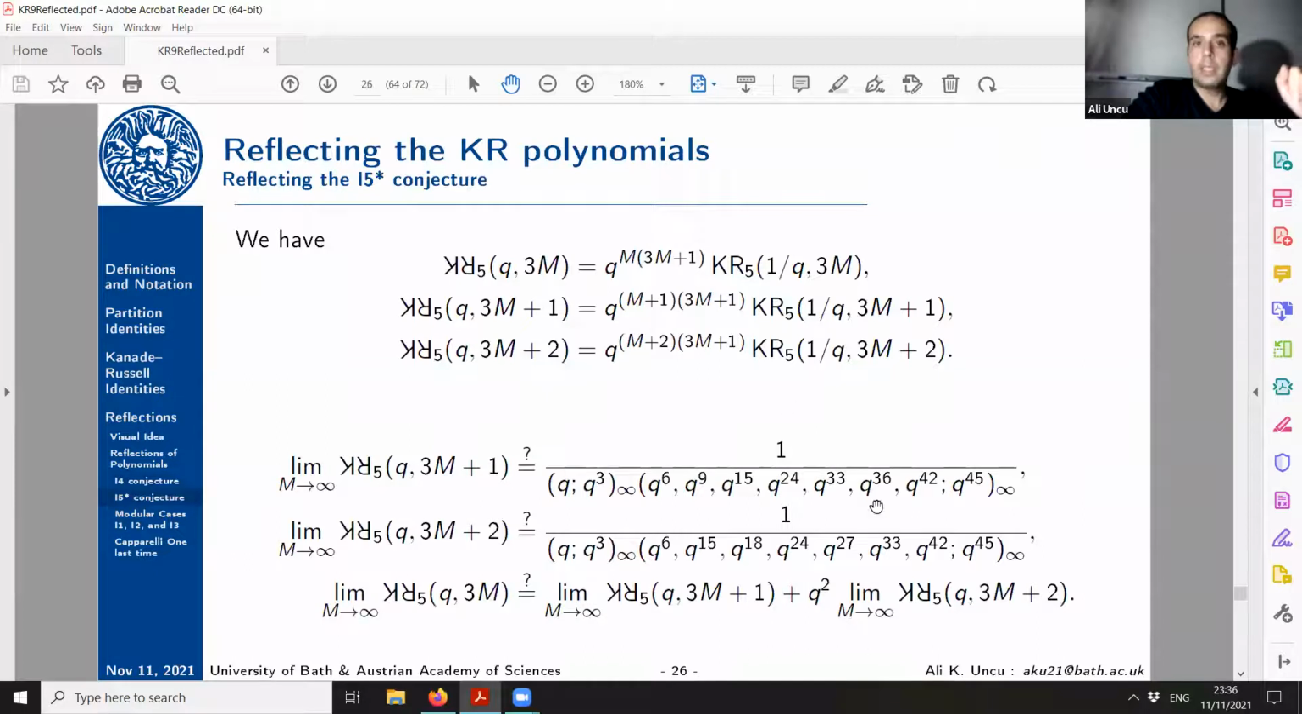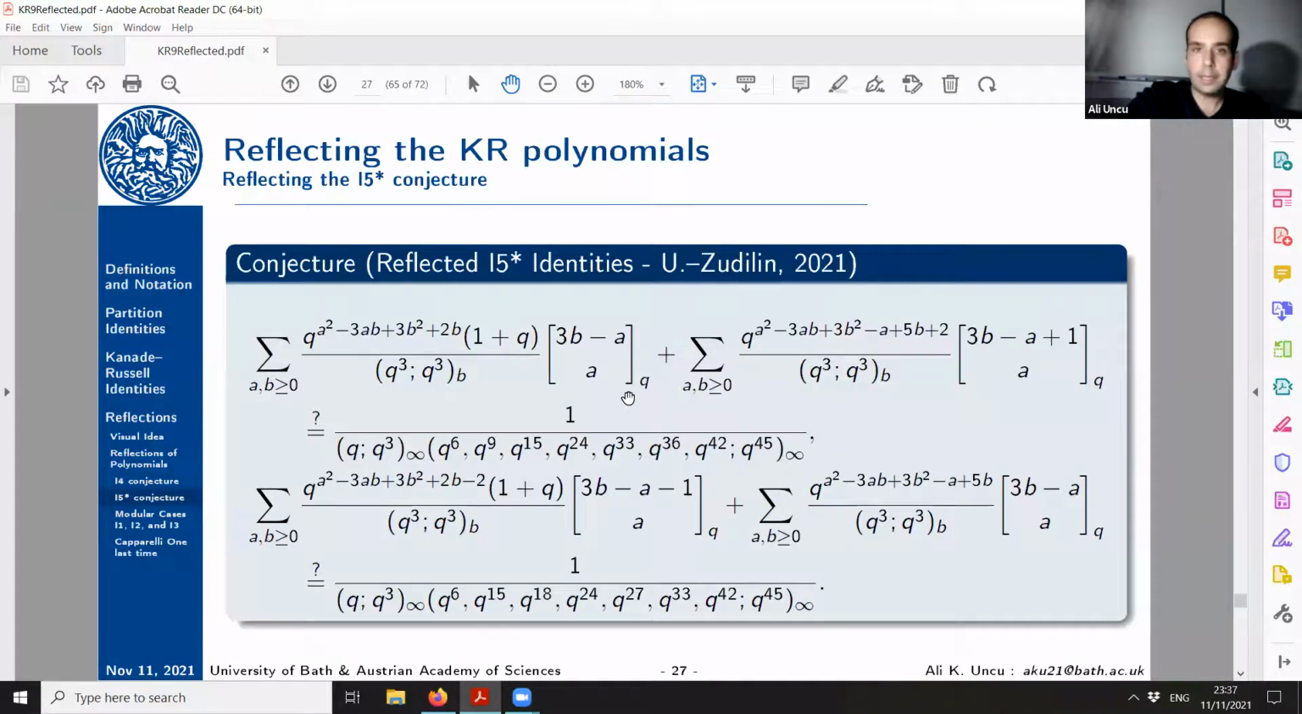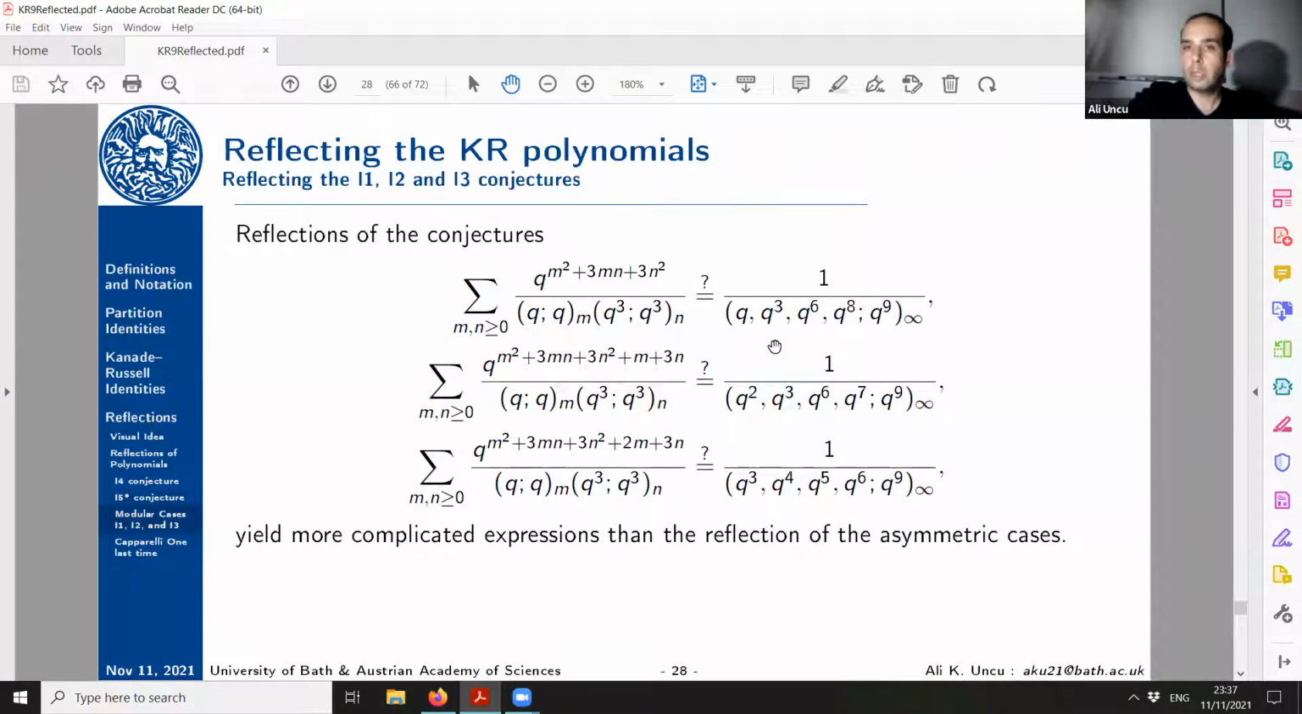So here's the Kanade-Russell fifth, which appeared in Matthew's thesis. And again, we found two more mod 45 products and the sum of them for the other case, and they look like that. There are two things equal to a product. These are conjectures. And the other ones, the symmetric cases, they're modular forms, modular functions.